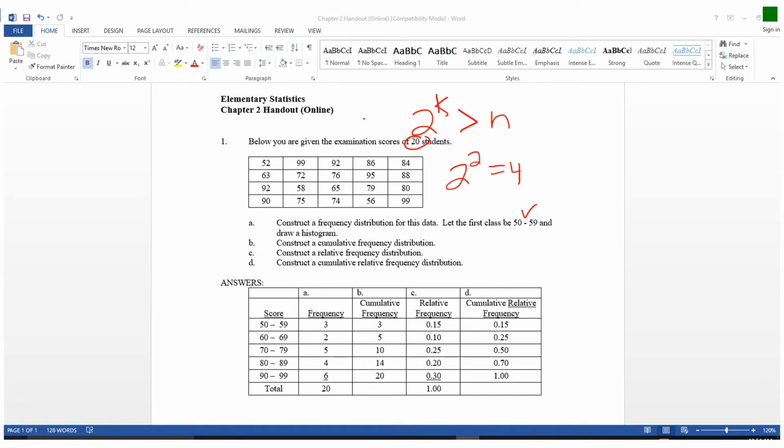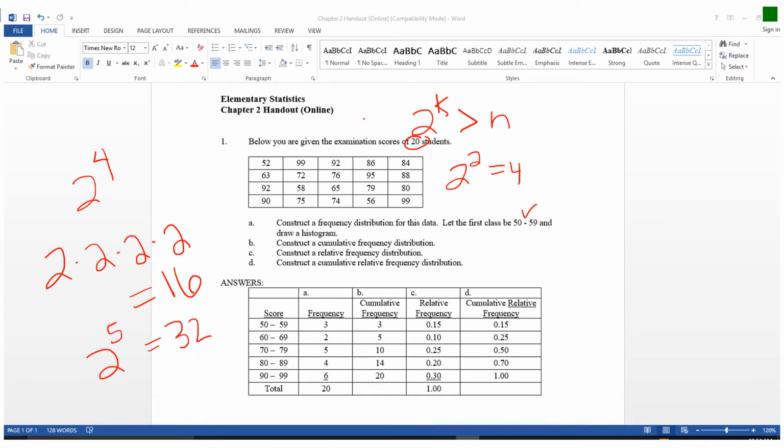And what you'd find is that when you went, for example, 2 to the 4, which is 2 times 2 times 2 times 2. So that's 2 times 2 is 4, times 2 is 8, times 2 you'd get 16. When you go 2 to the 5 and multiply by another 2, that's going to get you to 32, and that would be the number that takes you past 20. So hence, this is where you're going to have 5 different classes.